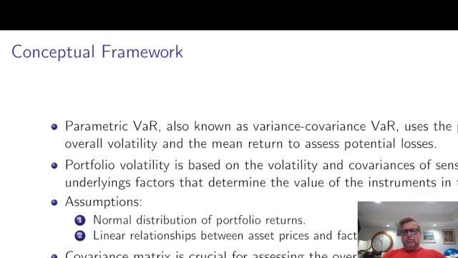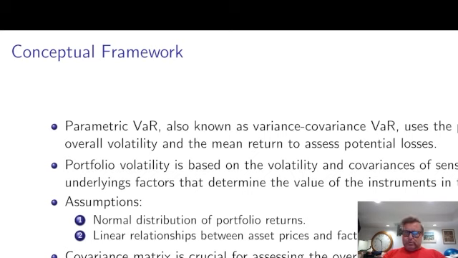It's basically based on the volatility and, very important, the covariances of the sensitivity to the underlying factors of the portfolio. So for example, if the portfolio has sensitivity to the SOFR curve, we can then calculate the sensitivities to shifts in the SOFR curve, like for example key rate durations, and then we calculate what the volatility and the covariance of these sensitivities are to get the overall volatility of the portfolio.